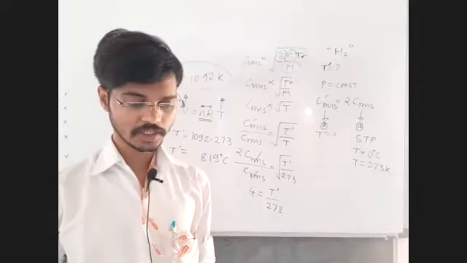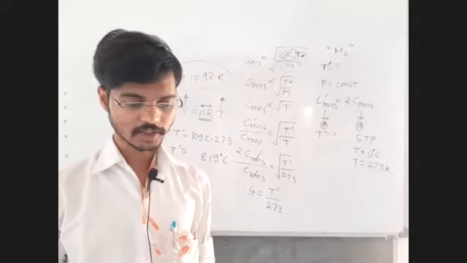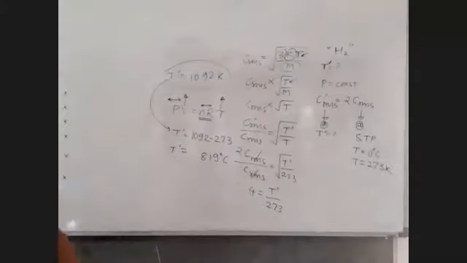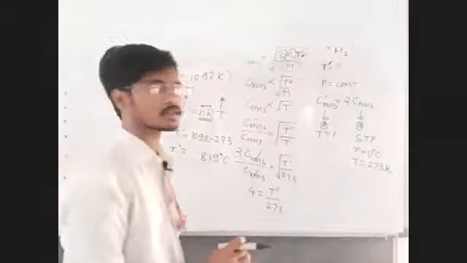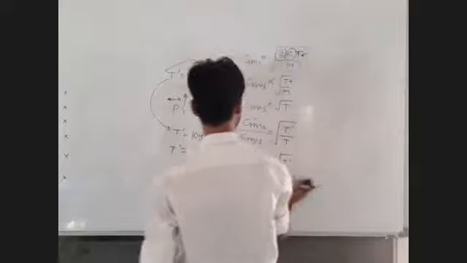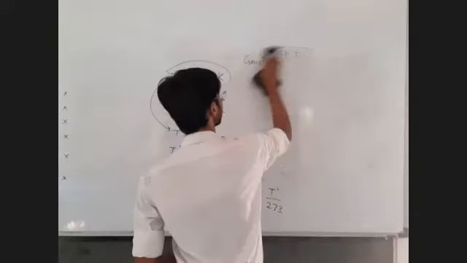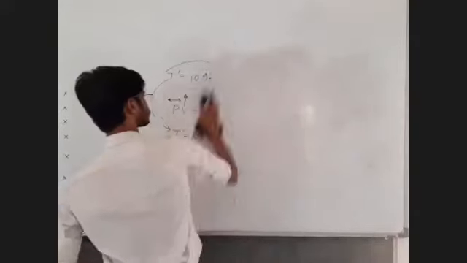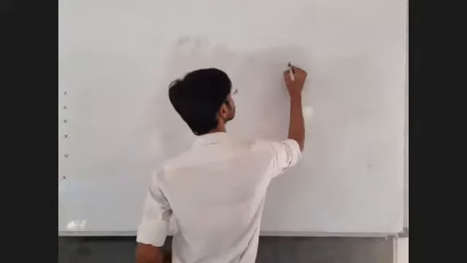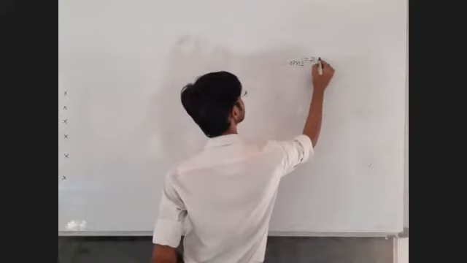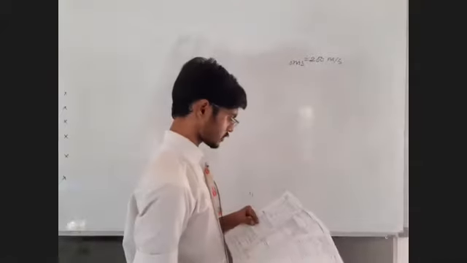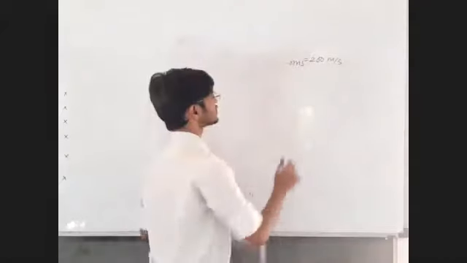The molecules of given mass of a gas have RMS velocity of 200 meter per second. So CRMS is given to us. Extract the data, write in your notebook. CRMS is equal to what? 200 meter per second. So CRMS is given to us. Okay, sir. Next, at 27 degrees Celsius.